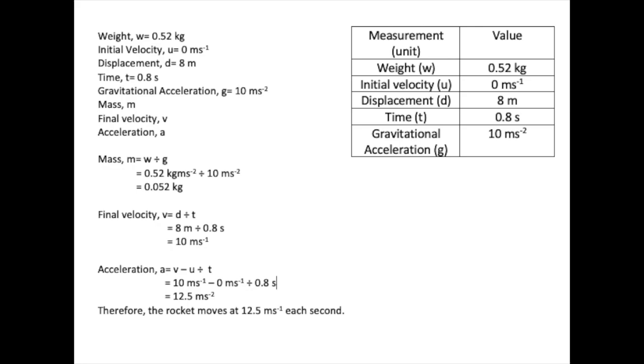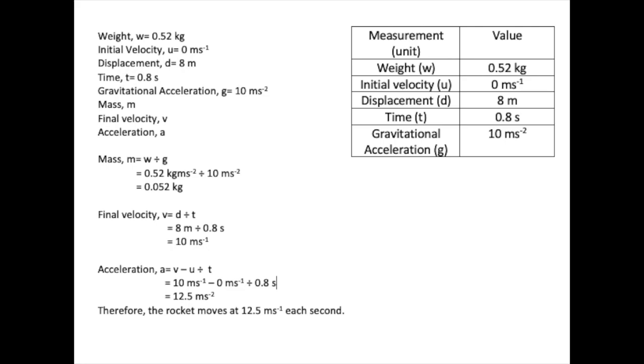So here we have the weight W at 0.52 kg, the initial velocity U at 0 meter per second, the displacement D at 8 meters, and time T at 0.8 seconds. So I put the data in table form.